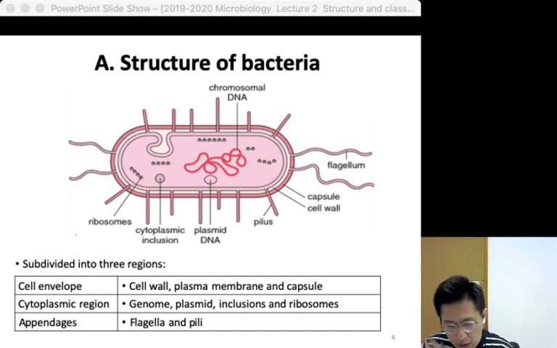So, appendages: some bacteria do not have a flagellum, or they have more than one flagellum, and some of the bacteria have another appendage, a pilus. So appendages mean the extra attachments on the surface of the bacteria. Right, so let's take a look at the cell envelope first.